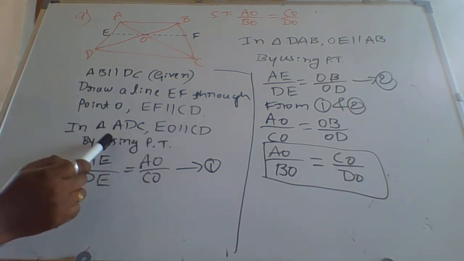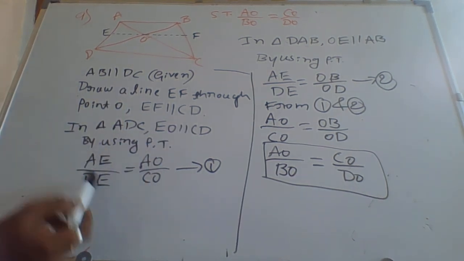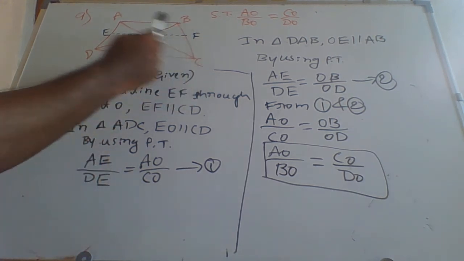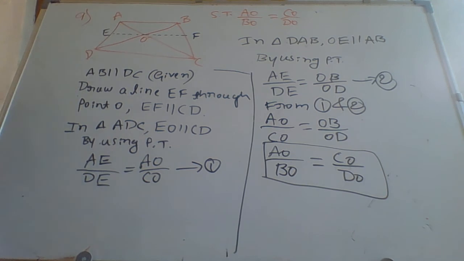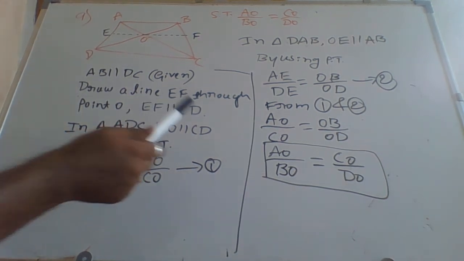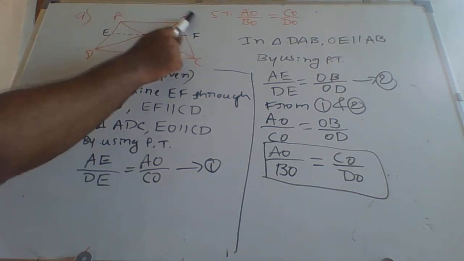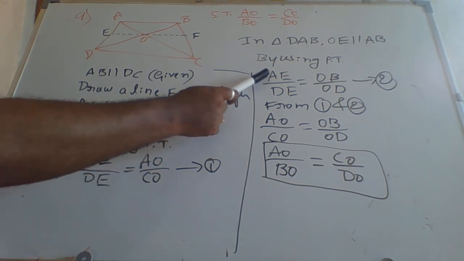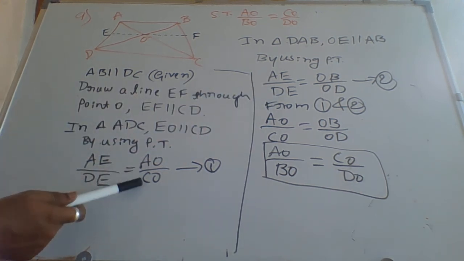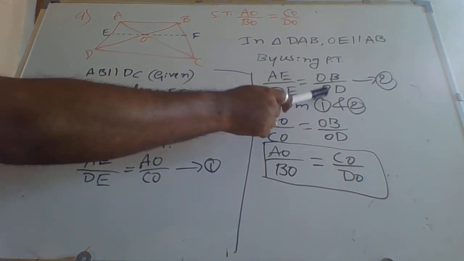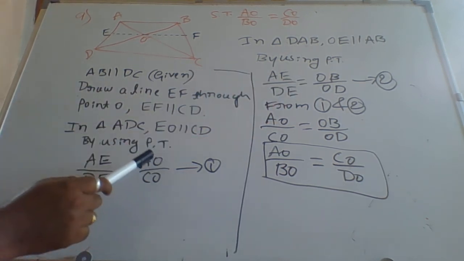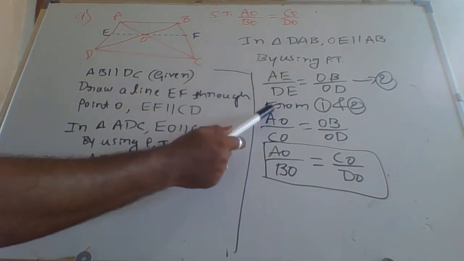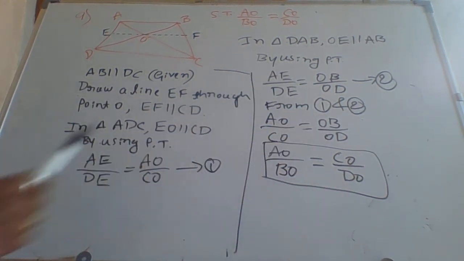If it is parallel, by using the proportionality theorem we can write this. Now again I will consider triangle DAB. Here also in triangle DAB, OE is parallel to AB. If this is parallel to AB, again by using the proportionality theorem I will write this. From 1 and 2 we can write, here also we got AE by DE only. Here this is AO by CO and here it is OB by OD. From 1 and 2 we can write AO by CO is equal to OB by OD.